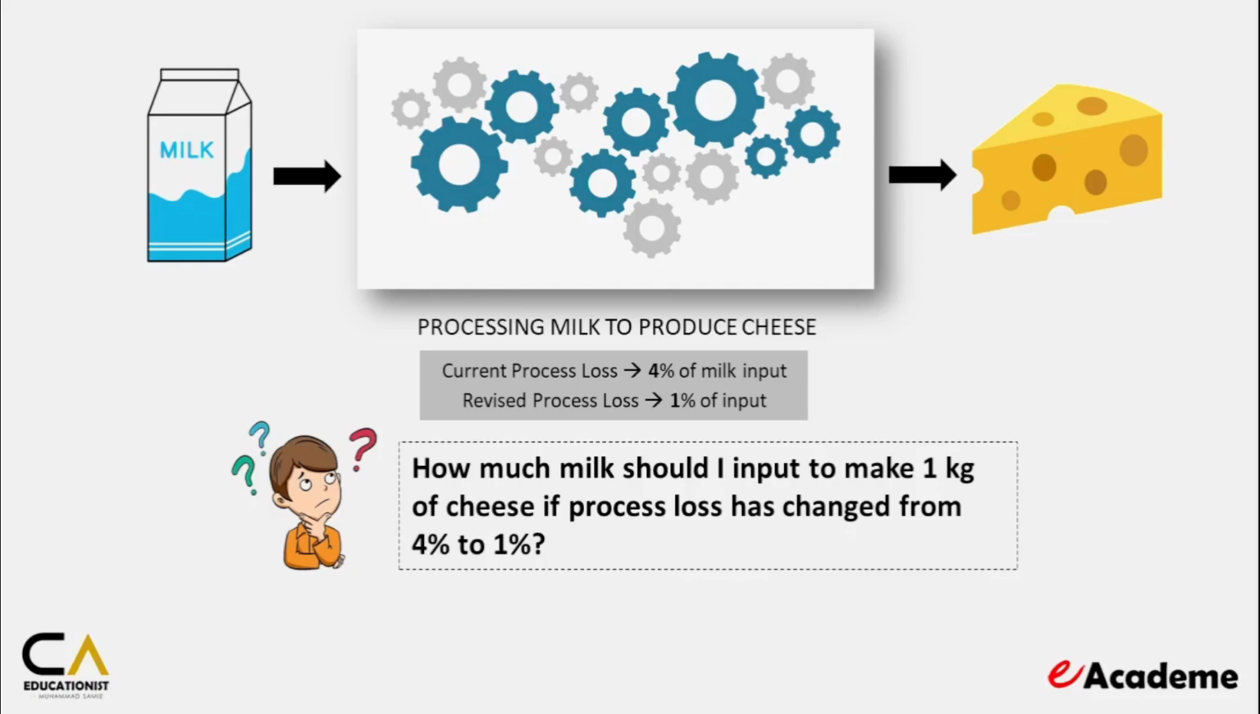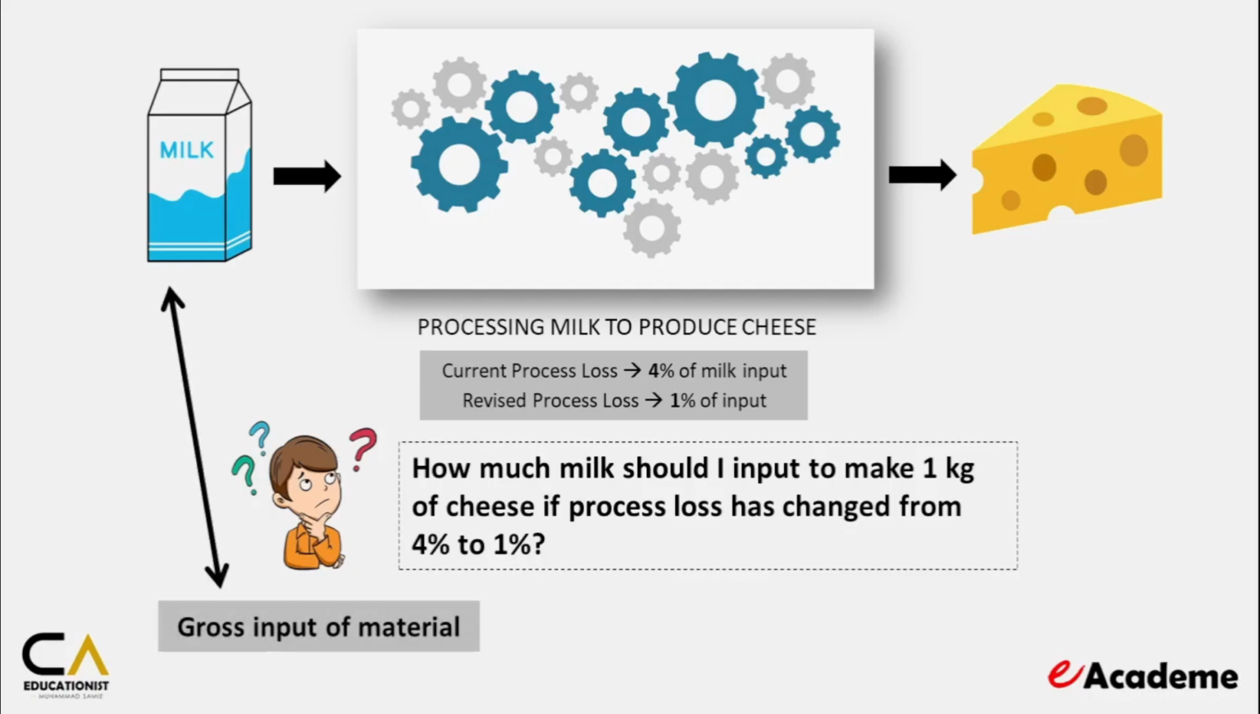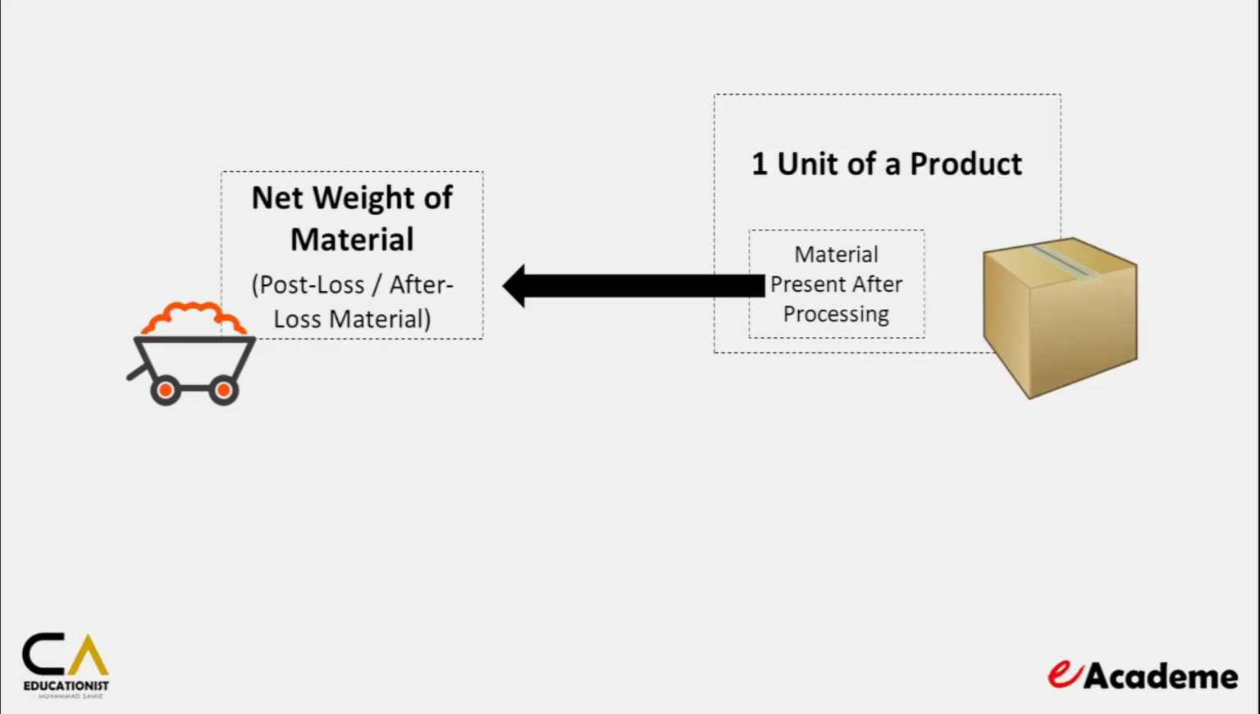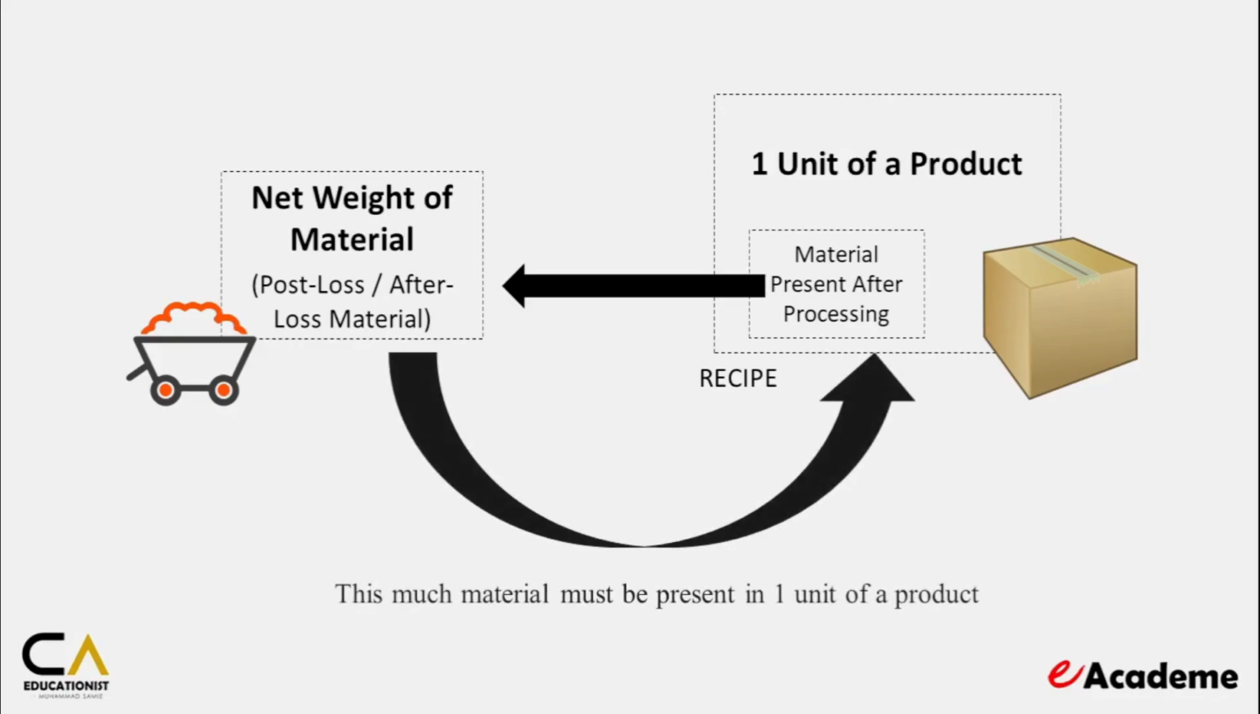This gross input of material, which is milk in our example, is also known as pre-loss or before-loss material input. Before discussing the treatment, it is important to mention here that net weight of material or after-loss material or post-loss material in 1 unit of a product constitutes the recipe of any product. That is, net weight of material indicates that this much material must be present in 1 unit of a product after all the processing losses. This net weight stays fixed and is not subjected to change unless the recipe is altered.